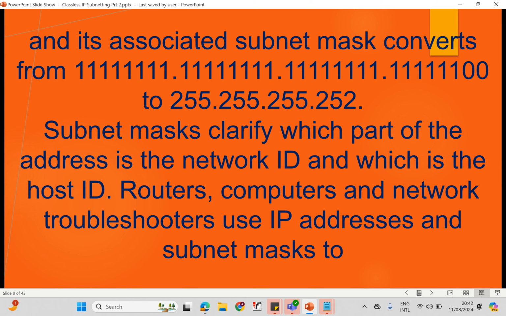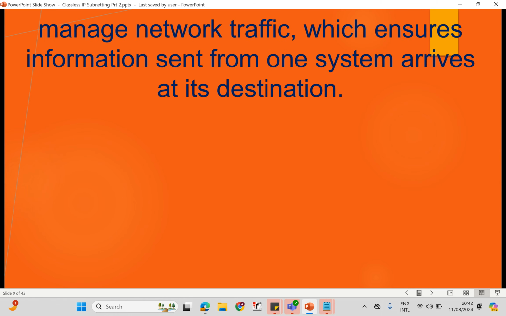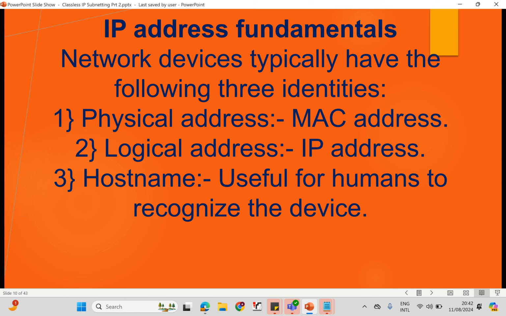Routers, computers, and network troubleshooters use IP addresses and subnet masks to manage network traffic, which ensures information sent from one system arrives at its destination. That is the major factor. Because why do we need a network? For the purpose of exchanging information, for transmission of information.